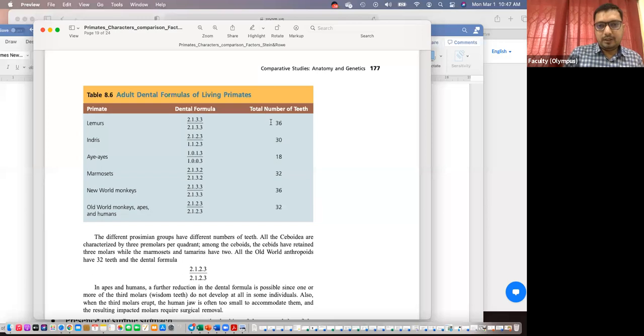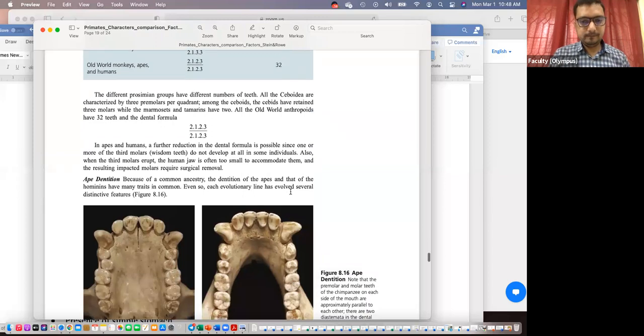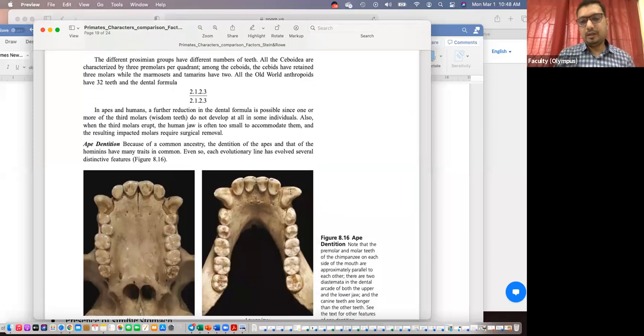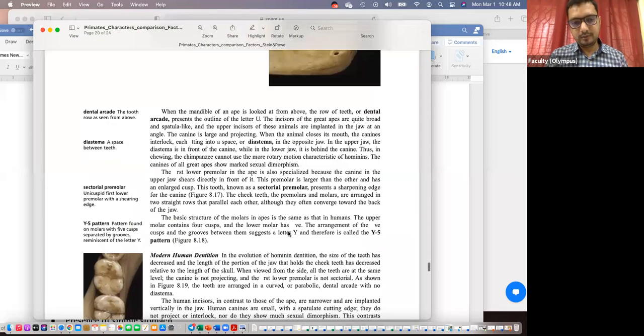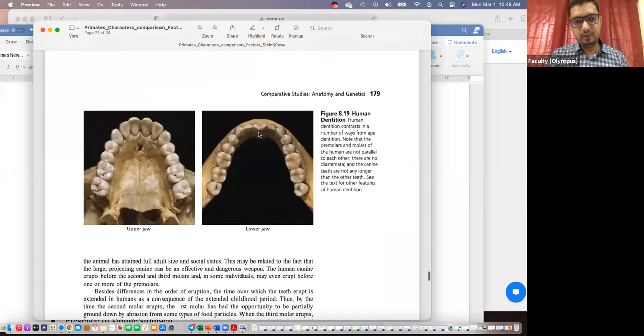Lemurs have about 36 teeth. Primitive monkeys have 36. Humans, apes, and Old World monkeys usually have 32 teeth. In the human and primate comparison, I'm also going to focus a bit more on how ape dentition differs from human dentition. How are these teeth different between humans and apes?